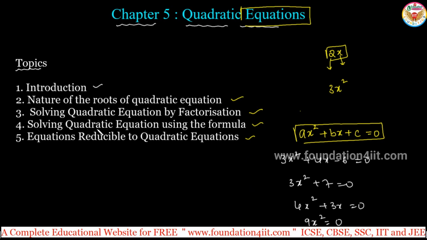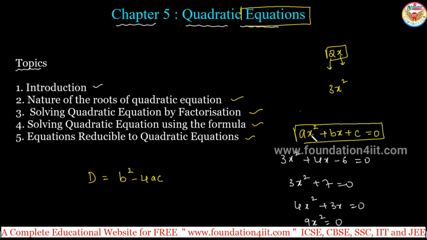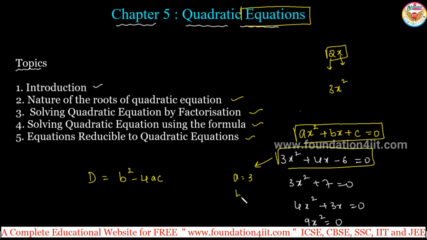Now we have the word discriminant, capital D. Discriminant is b square minus 4ac. Here a is the x square coefficient, b is the x coefficient and c is the constant. In this equation, a is equal to 3 and b is equal to 4, c is minus 6. If you find the value b square minus 4ac, that is called the discriminant. And we will see two more types in this basic introduction.